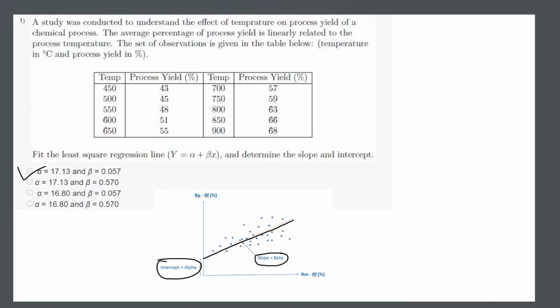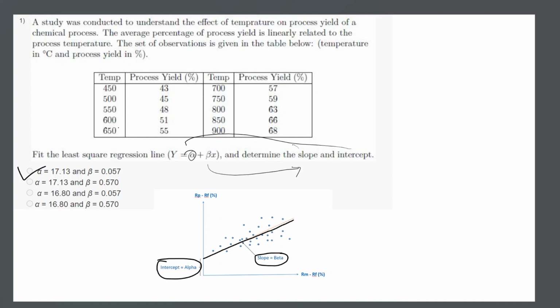So use accordingly. First question: a study was conducted to understand the effect of temperature on process yield of a chemical process. The average percentage of process yield is linearly related to the process temperature. The set of observations is given in the table below, with temperature in degrees Celsius and process yield in percentage. They are asking us to fit the least squares regression line and determine the slope and intercept.